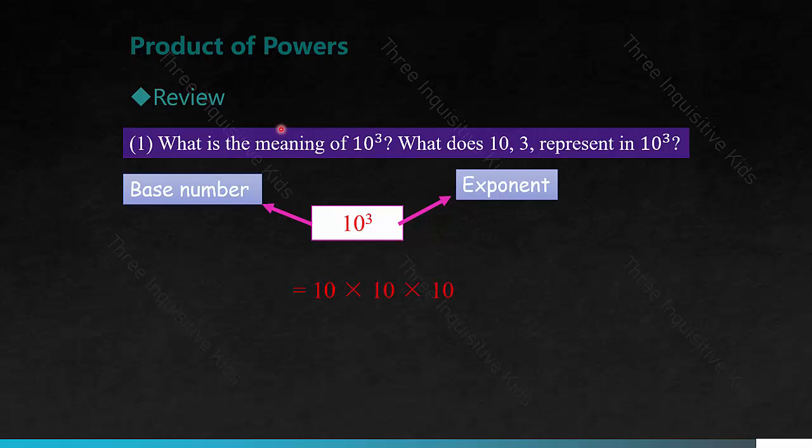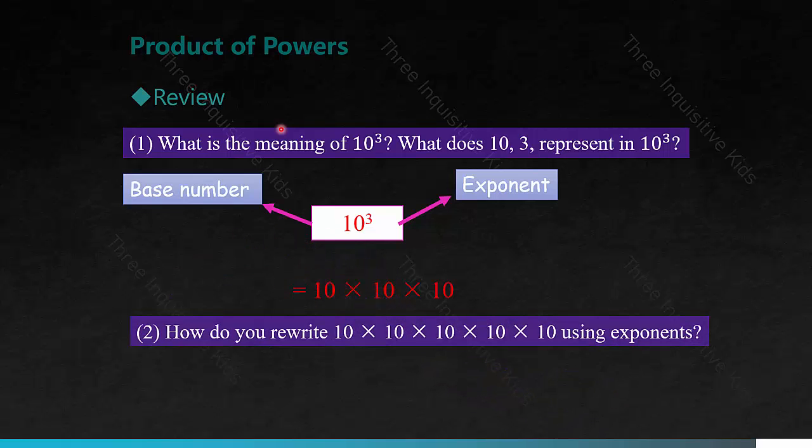And 10 to the 3rd power means a repeated multiplication. And so in this case, it's 10 times 10 times 10. There are 3 tens multiplied together. How do you rewrite 10 times 10 times 10 times 10 times 10 using exponents? All you have to do is count how many 10s are being multiplied together. In the end, your answer should be 10 to the 5th power because there are 5 tens.